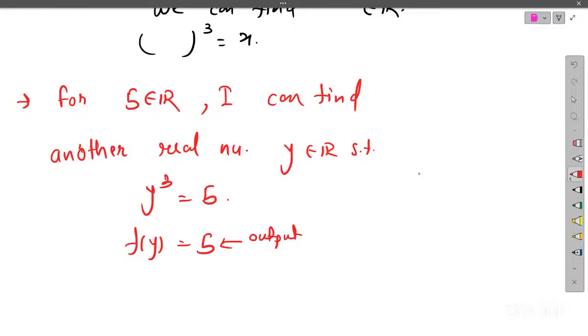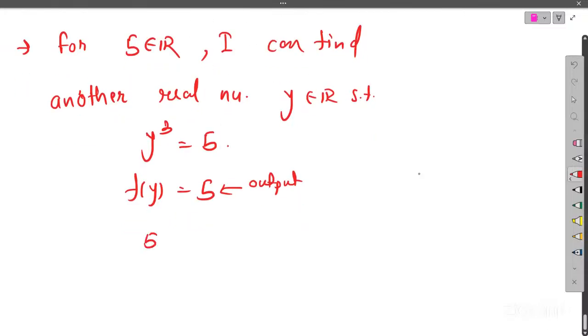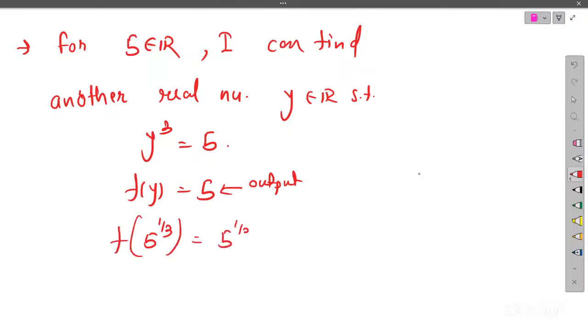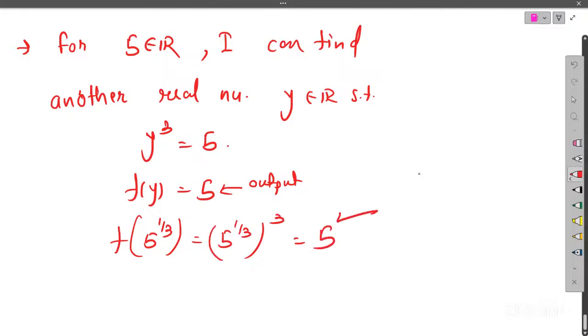So in place of y, what do you put? We can simply put 5 to the power 1 by 3, and we know that it is a real number. If you compute 5 to the power 1 by 3 the whole cube, that is the same as 5. So for 5, I have a pre-image.